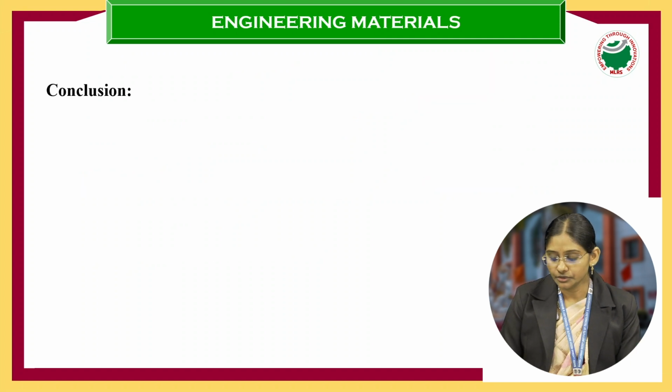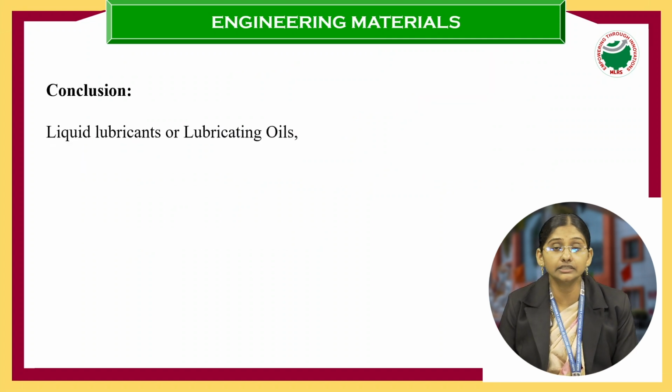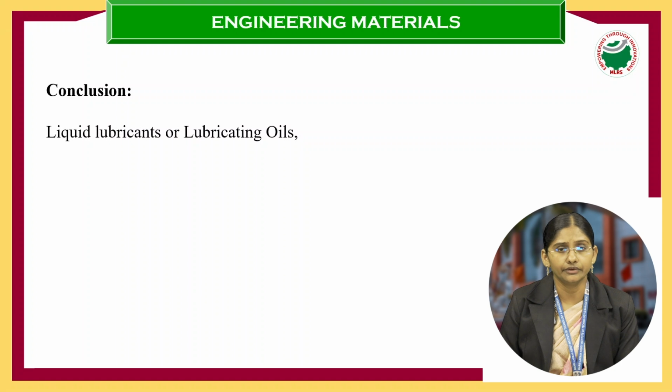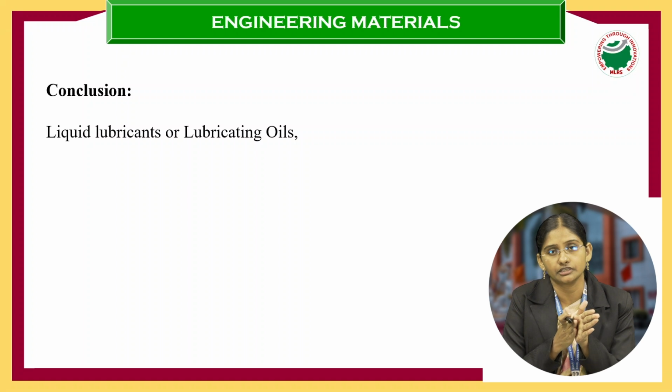Now come to the conclusion of the topic. In this session, we have discussed the introduction of the lubricant. What is meant by a lubricant? What exactly are lubricants? We have discussed that when two parts of a machine are moving in opposite directions, at any point of time they may come into contact with each other, which causes friction. To reduce that friction, we add a substance called a lubricant.